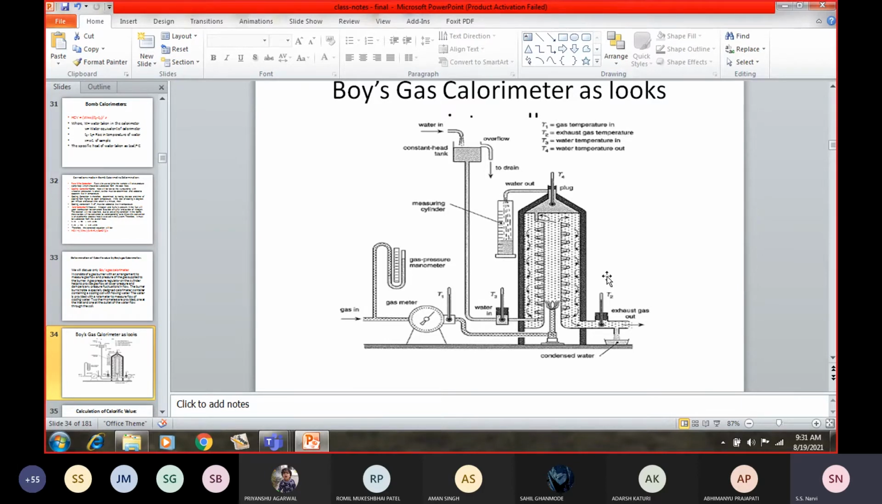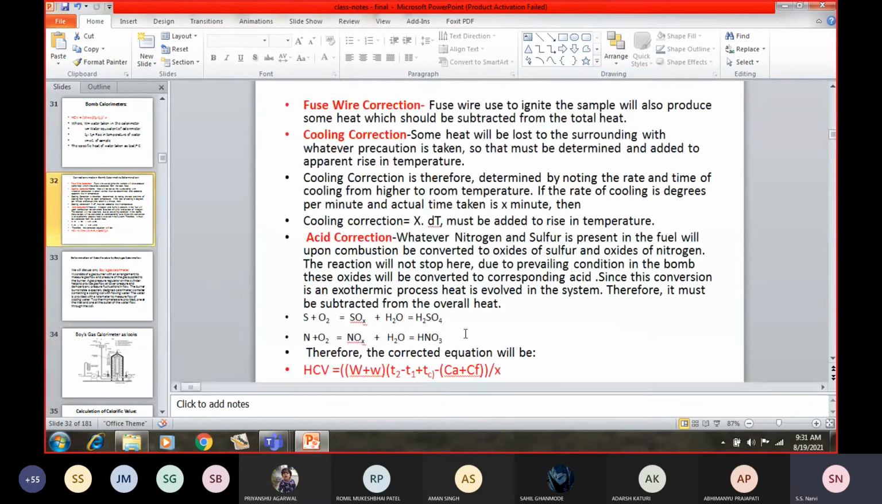And therefore, if there is some acid formation because of the temperature, that will be negligible, or at all, in the absence of sufficient pressure, this reaction will not take place at all. So therefore, there is no requirement of an acid correction here. So no acid correction, no fuse wire correction is required here. No small w is required in this situation.